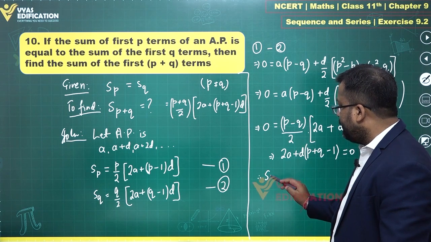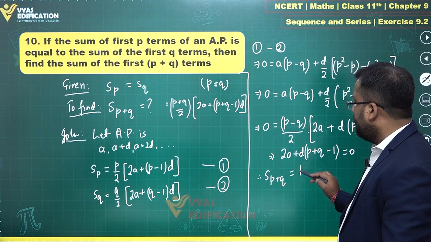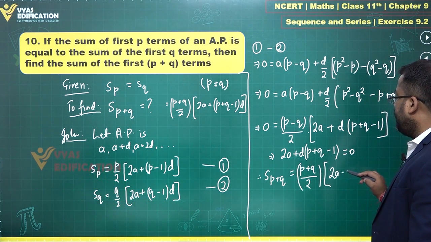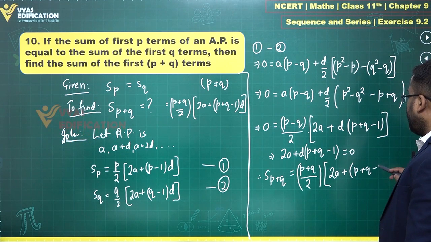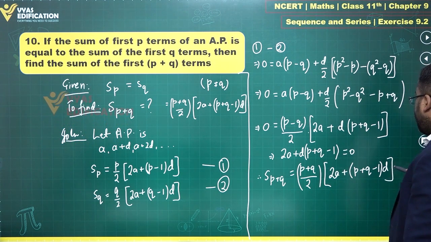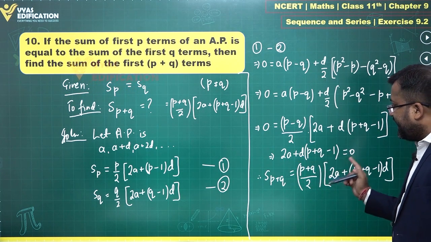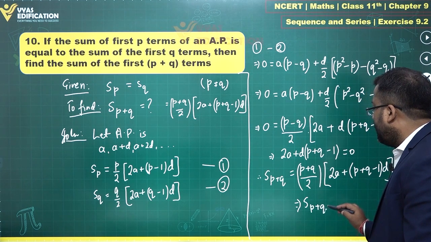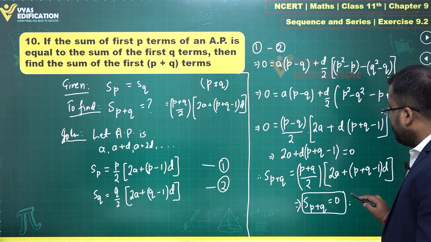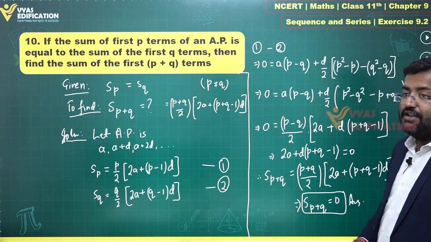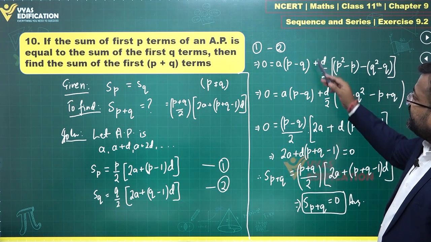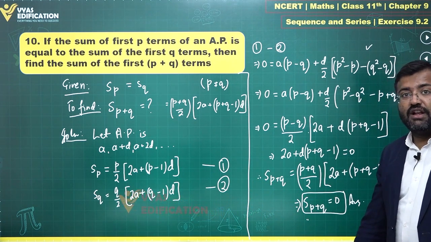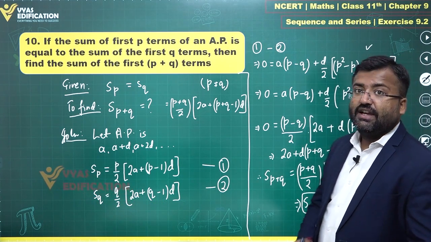And therefore S of P plus Q, what about this one? This is nothing but P plus Q by 2, 2A plus P plus Q minus 1 times common difference D, and since this bracket is 0, this overall value will also be 0. That's my required answer for this question, as you can clearly see. So subtracting these two was important. Once we found the relation between A and D, things become very simple after that. That's all that you need in this 10th question.